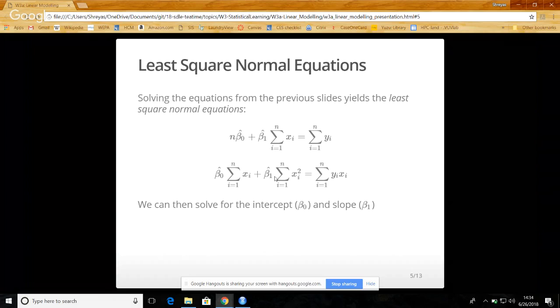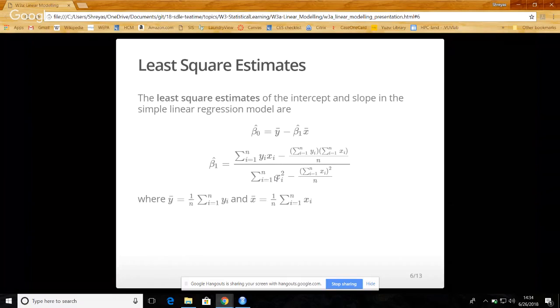Notice that we have a hat on top of beta naught and beta 1 because they are estimated parameters. It's impossible to know the true values. And so we come up with least squares estimates for the intercept and slope. That is your beta naught hat and beta 1 hat, and these are the equations. And here x bar and y bar denote the mean of x and y. That is, you sum over all the terms and divide by the number of terms.